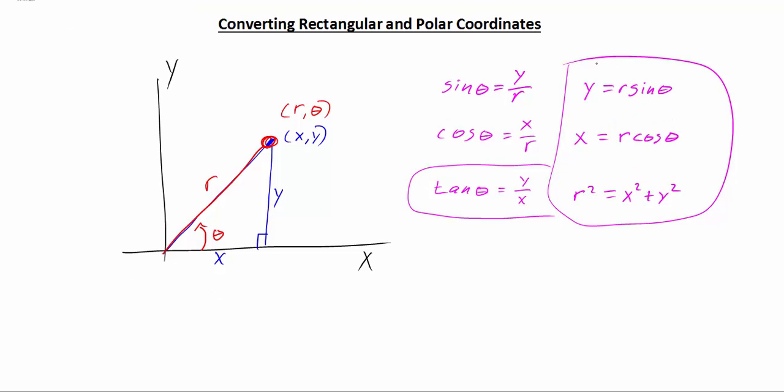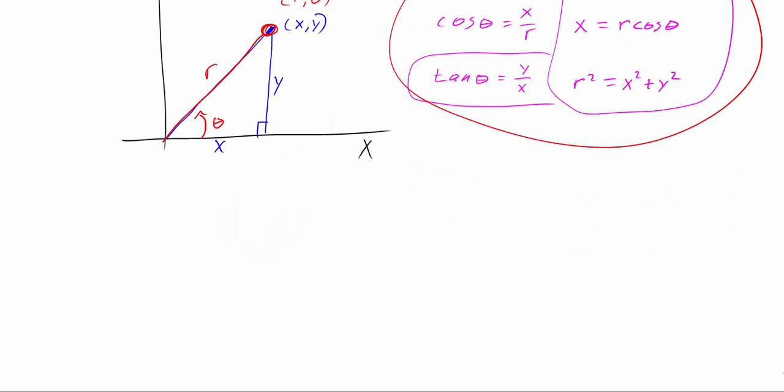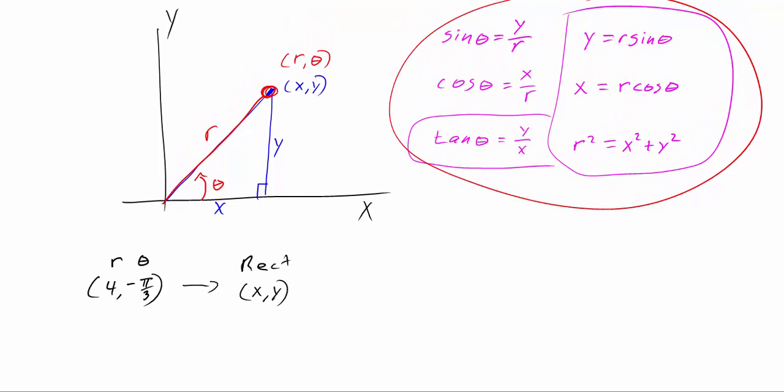So let's look at how we can use the formulas that we have over here to actually convert the following point. Say I was given the point 4 comma negative pi over 3, and this is r and theta, and we want to convert this to rectangular coordinates. So that means we want to get rid of r and theta, and we want to convert that to x and y. To do that, we're going to simply use the formulas up here, and the main focus right now is going to be on these two here.